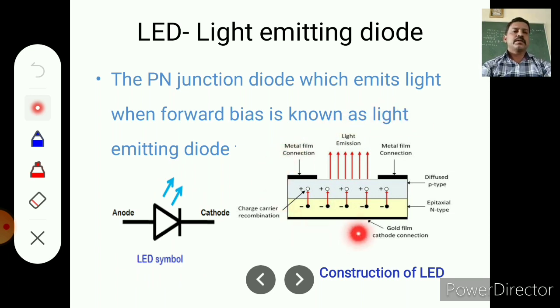This is the construction of LED. Here two different layers are there. The yellow layer is N type, the gray layer is P type, and here the electrons combine with the holes. When the electrons combine with the holes, the light comes out from this glass window. Here two metal films are there with connections, which give the supply. At the bottom there is one gold film, which is used for the reflection of light from the bottom side.